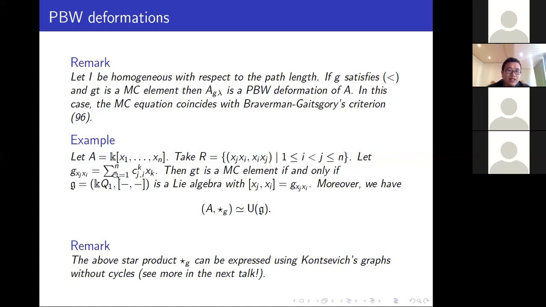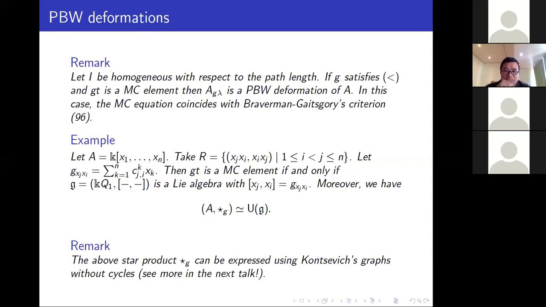And actually, in this case, this molecular element G induces the so-called Lie-Poisson structure on the n-dimensional affine space A^n. And more generally, we can look at the combinatorial star product for some special Poisson structures. Anyway, you will see this in the next talk.